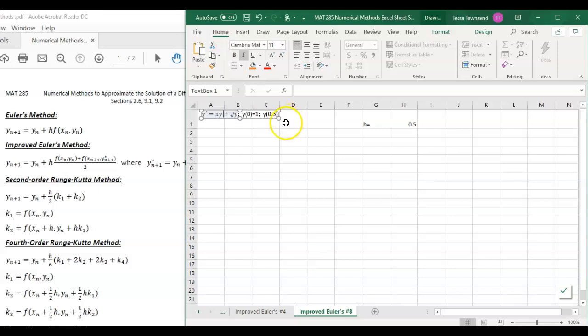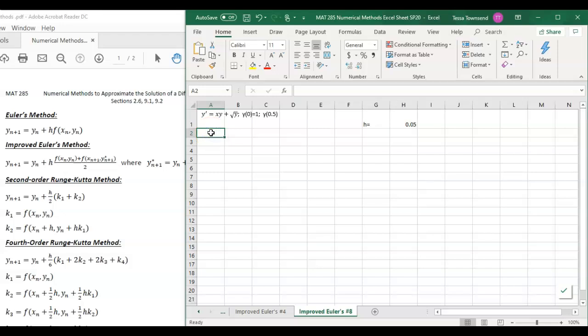We have this differential equation. Step size is the same thing. It's going to be 0.05. So let's walk through the process again. We're going to have an X column, we're going to have a Y column, and we are going to have a Y star column.